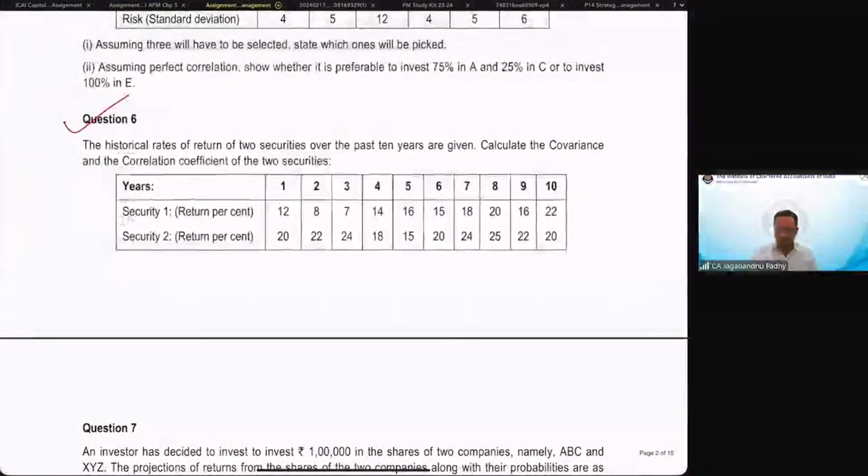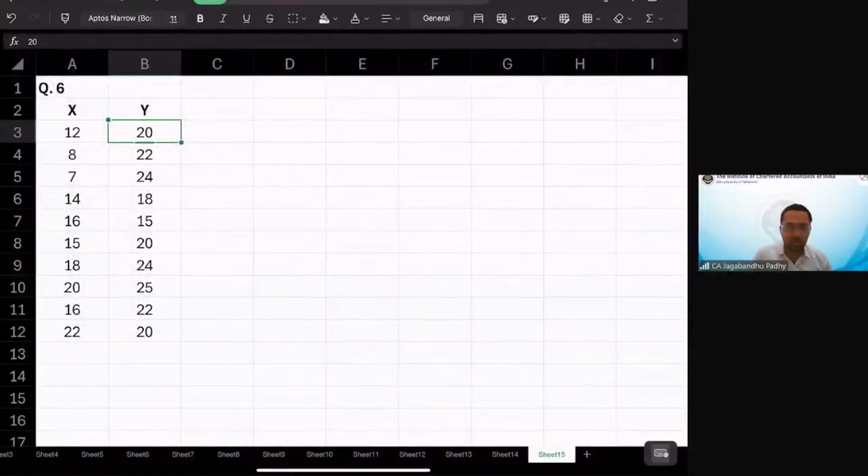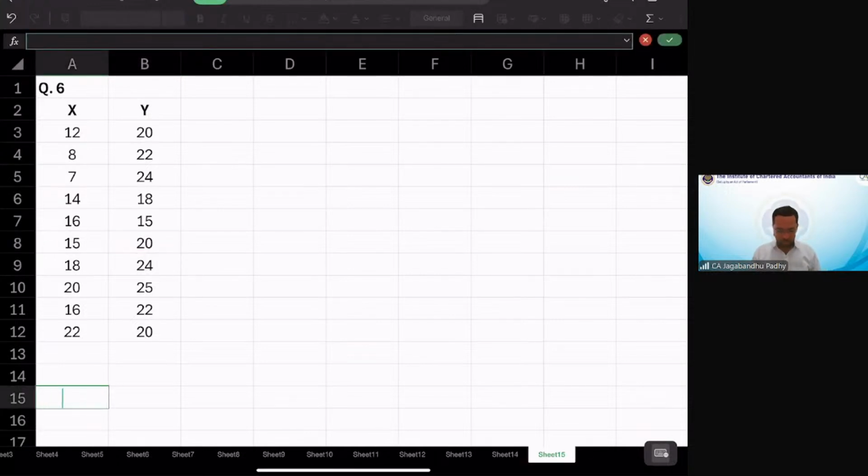The question asks us to compute the covariance and the correlation. Now we know for computing covariance, we need X minus expected value of X multiplied by Y minus expected value of Y. So to compute the covariance, we can simply use that formula.